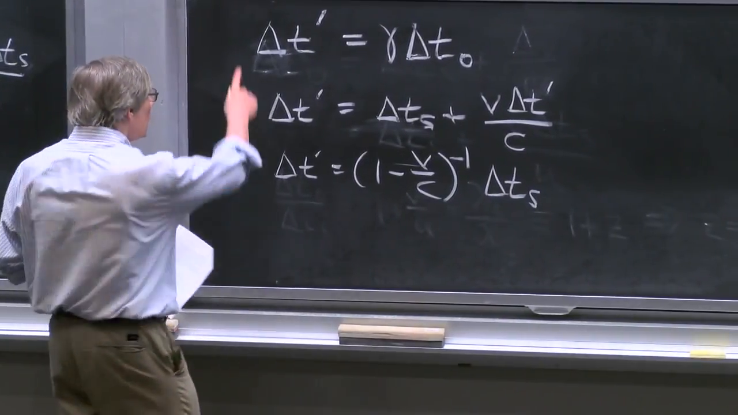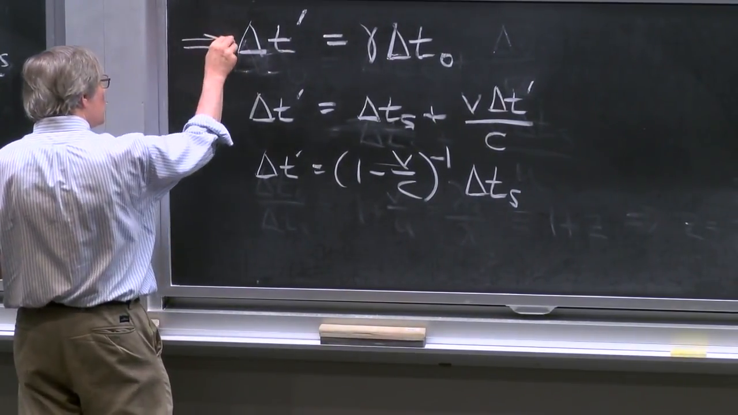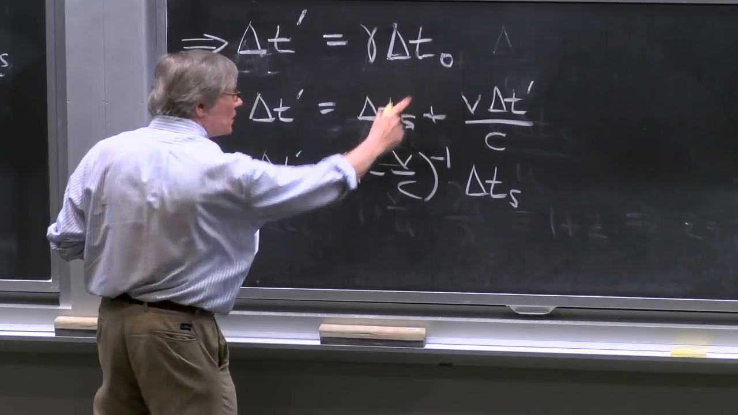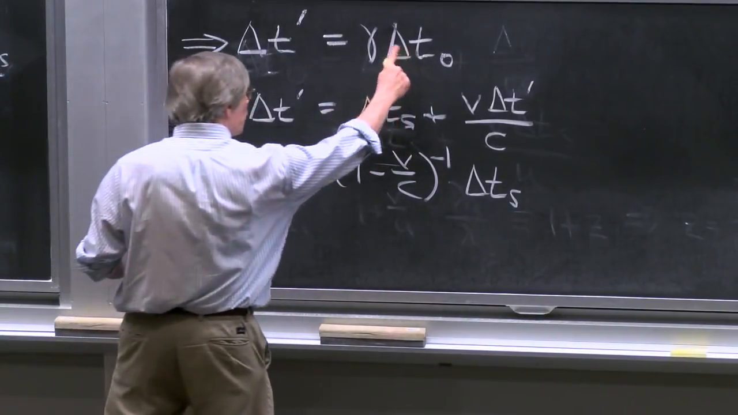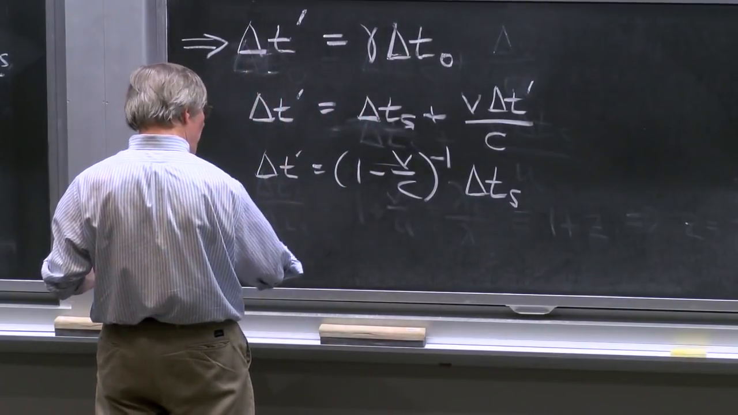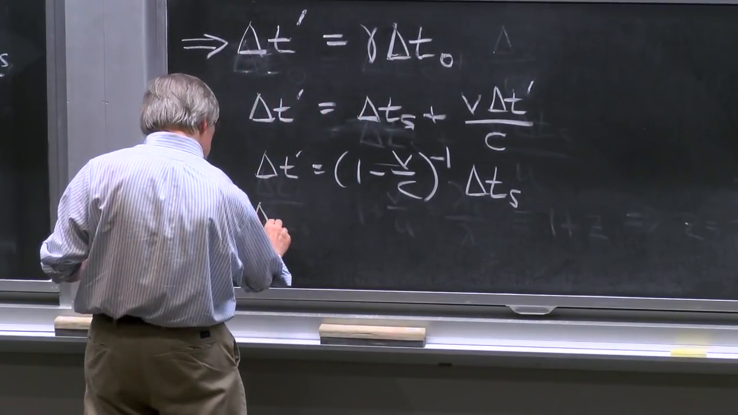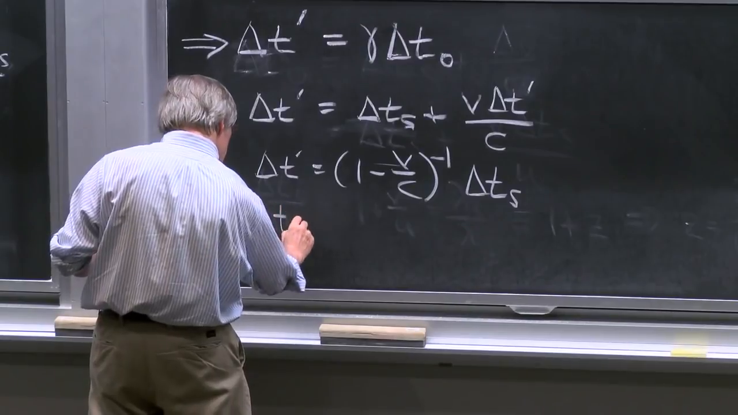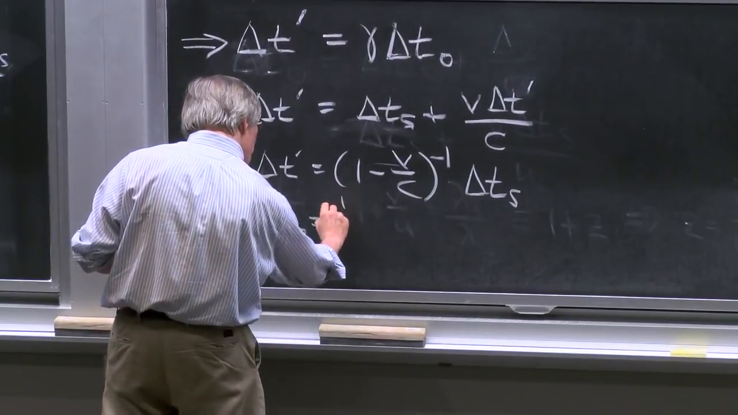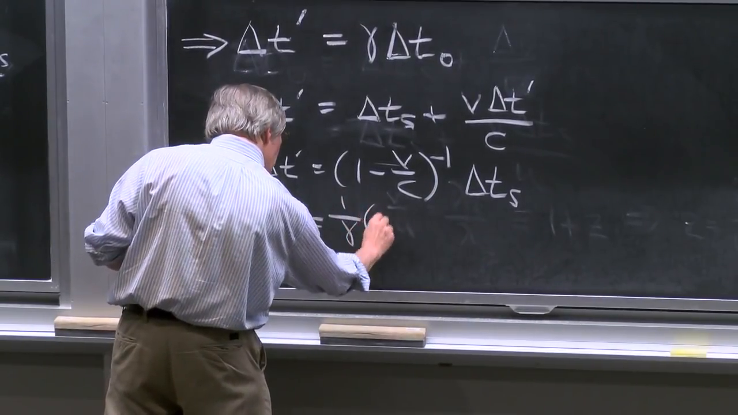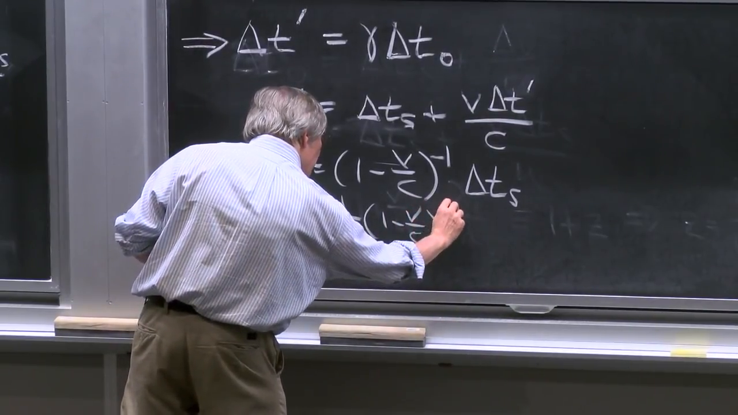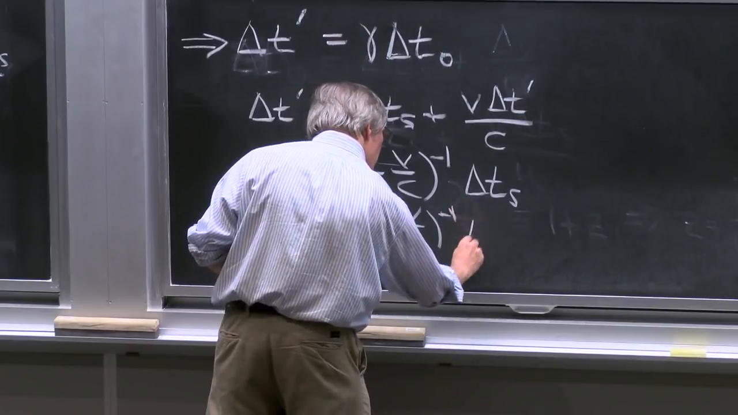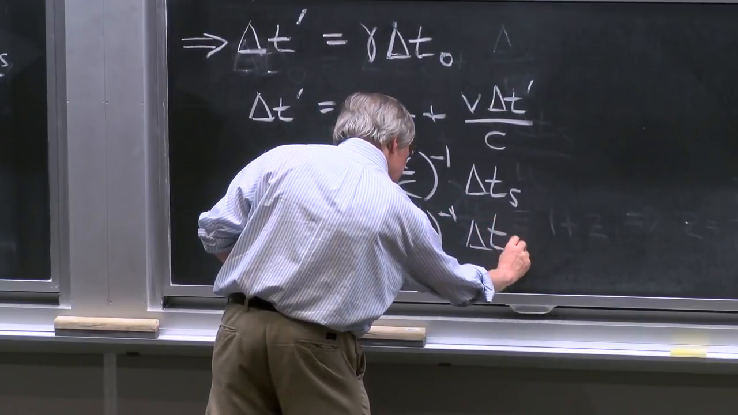And now we use the equation at top here to see what the observer himself would actually measure. And that becomes just 1 over gamma times delta t sub prime. So delta t sub observed is equal to 1 over gamma times (1 minus v over c) inverse times delta t sub source.